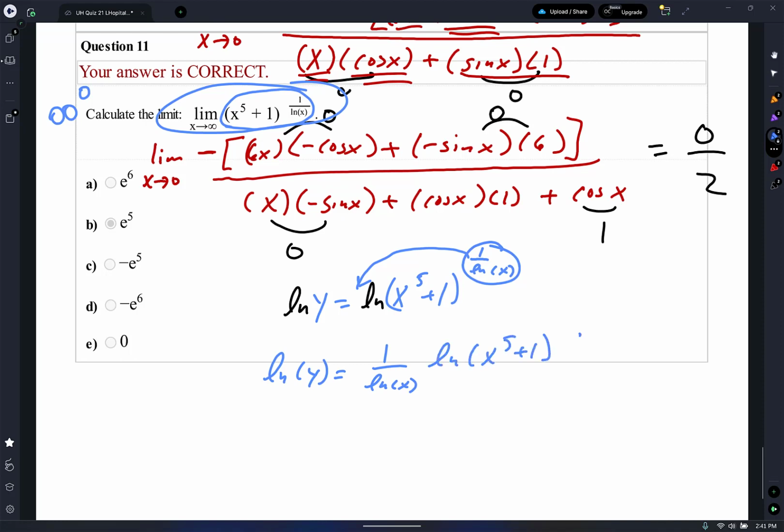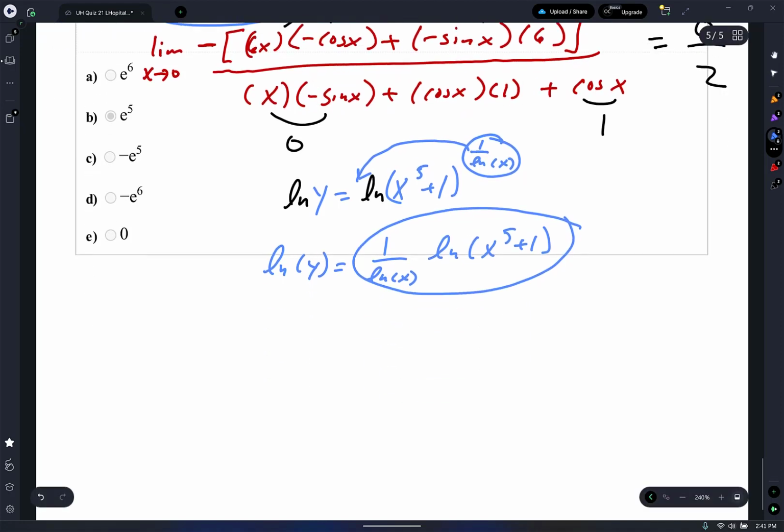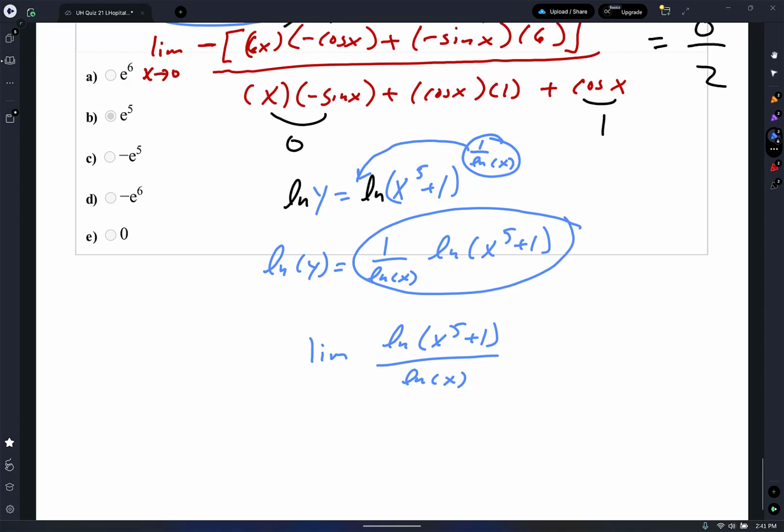So now I'm going to focus on this. Now you really do have ln of x to the 5th plus 1 over ln x. Now I really do have infinity over infinity. I'm going to write the word limit as x approaches infinity. I'm not going to worry about that side right now, because it might be too much. Are we okay so far?